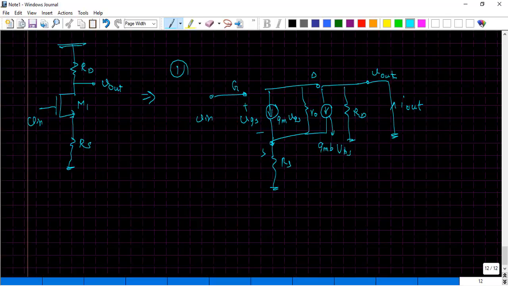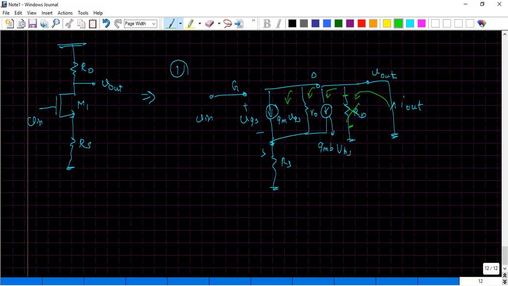Now this current I out would start flowing, and it tries to find a path here. But since the potential across the resistance RD is the same at both ends of its terminal, the current will not flow through this resistance RD. So the other way that it can flow is through the gmb VBS, and through R0, and through gm VGS.